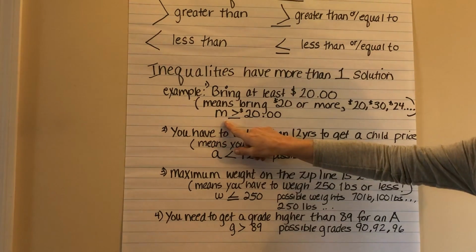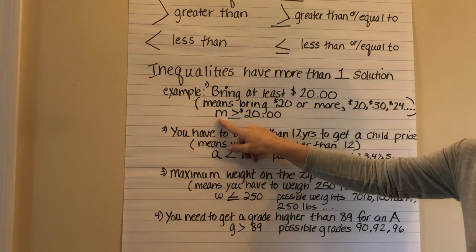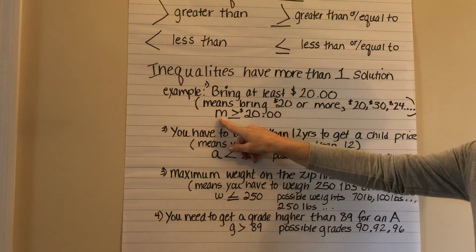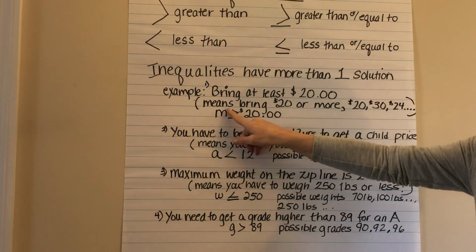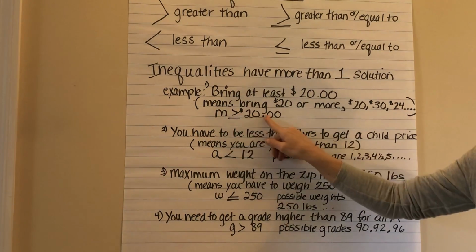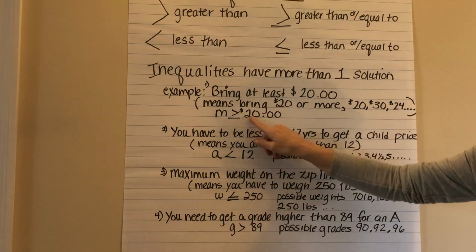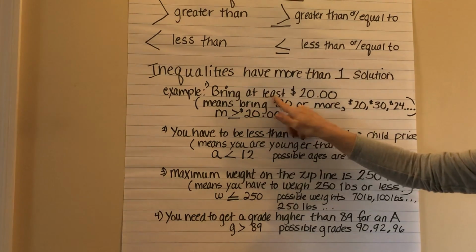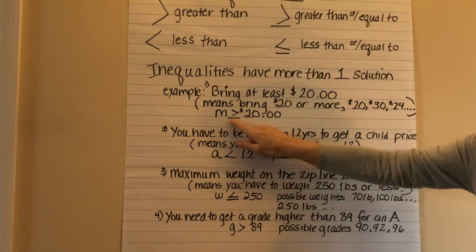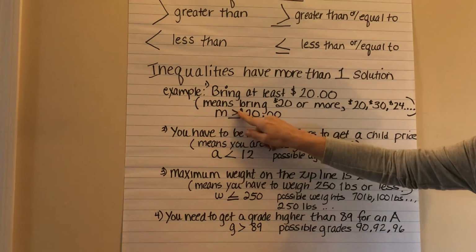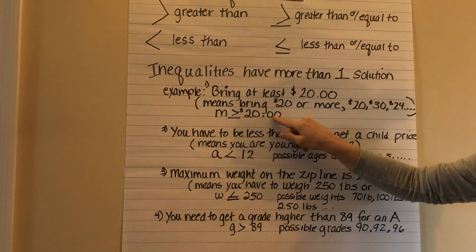So the way we write it is we take a variable. In this case, I just use the letter M for money. It doesn't matter what your letter is. Money has to be greater than 20, but it also could be equal to 20 because it says at least 20. So that means 20 or more. That's where this equal sign comes in. You can bring anything greater or equal to 20.